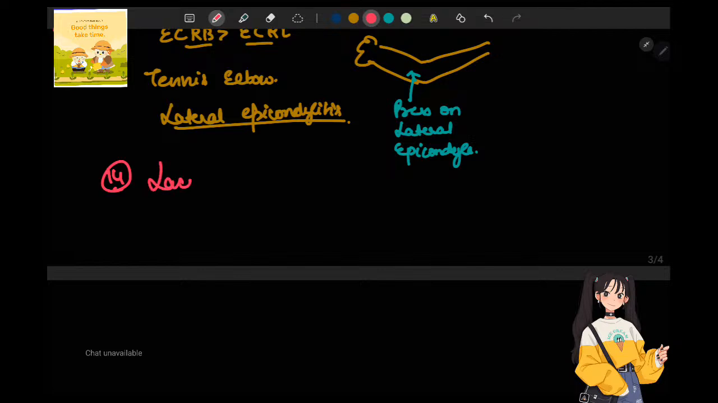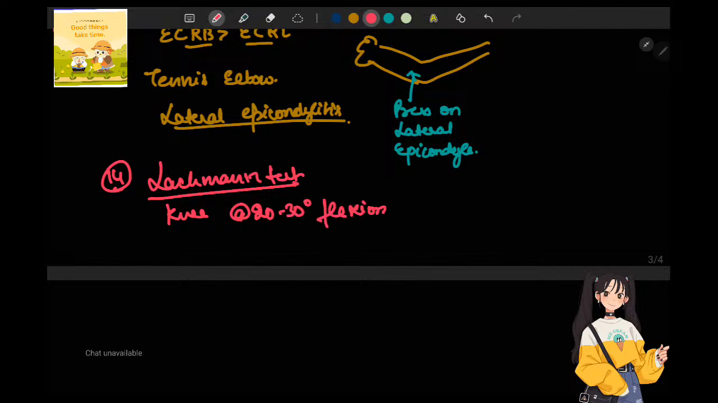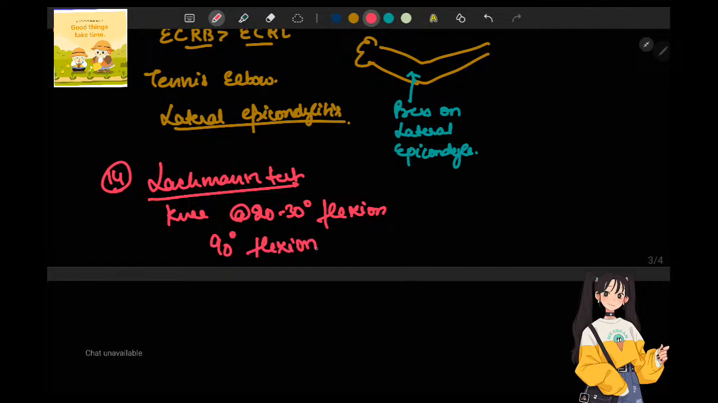Routine is Lachman test. What happens in Lachman? There is a knee which is at the angle of 20 to 30 degrees flexion, right? So what happens? We will go for 90 degree flexion of knee, that is anterior drawer test.